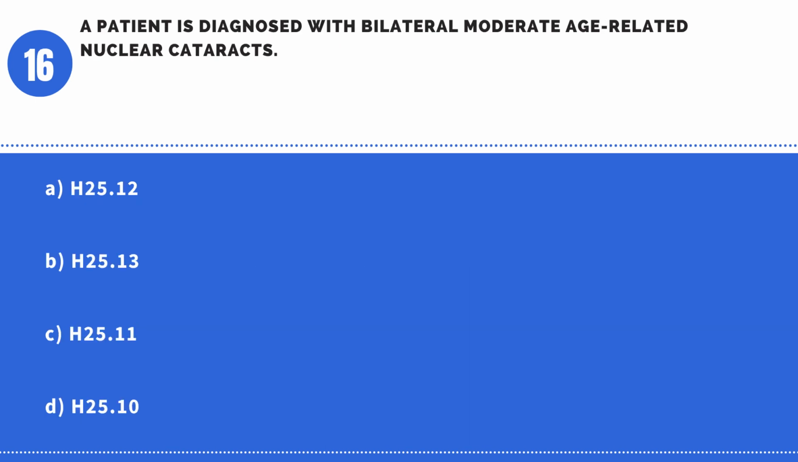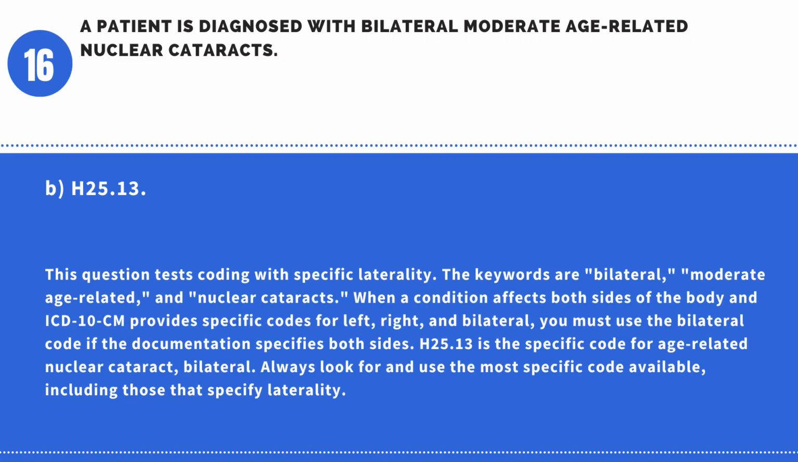Question 16. A patient is diagnosed with bilateral moderate age-related nuclear cataracts. A. H25.12. B. H25.13. C. H25.11. D. H25.10. Answer: B. H25.13. This question tests coding with specific laterality. The keywords are bilateral, moderate age-related, and nuclear cataracts.